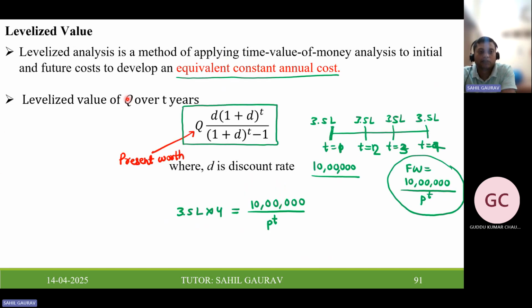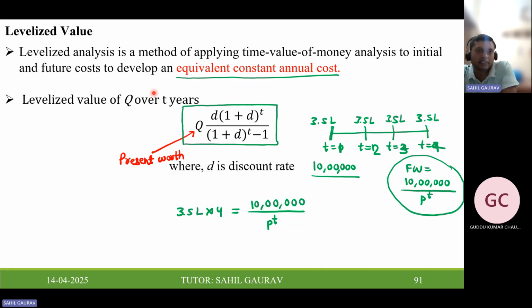Now next we have one important expression that is levelized value. Levelized value is the analysis of applying time value of money analysis to initial and future cost to develop an equivalent constant annual cost. So it is like you require this much amount of money at some instant of time later. So what amount of money do you need to invest early so that you will get that amount?